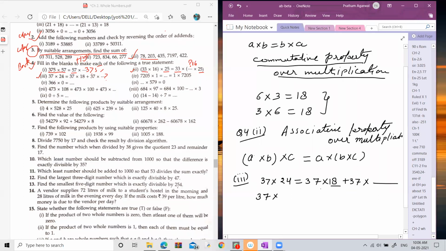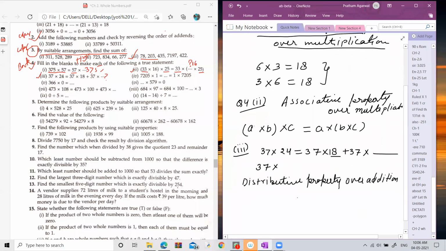This property is distributive property over addition. The property we are using over here is distributive property over addition. Now I am telling you how it works here.